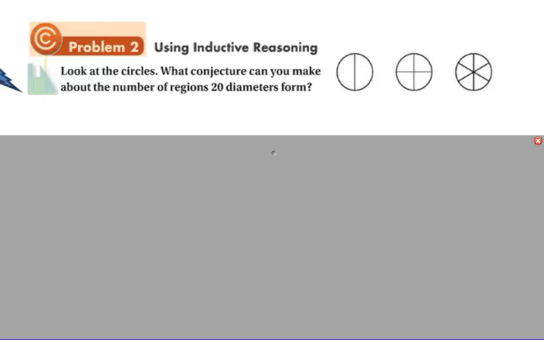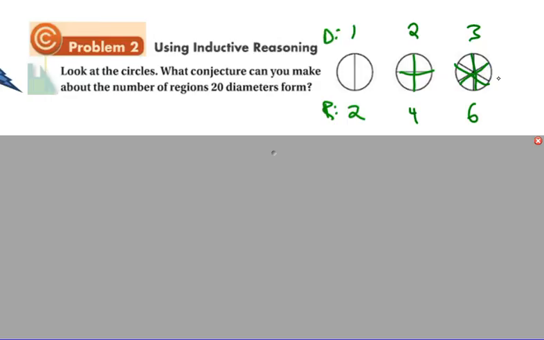So looking at problem 2, it says using inductive reasoning, look at the circles to the right. What conjecture can you make about the number of regions 20 diameters form? So I'm going to put the diameters on the top and the regions on the bottom. There's one diameter here that makes 2 regions. Now we have 2 diameters. That makes 4 regions. Now we have 1, 2, 3 diameters, and we have 1, 2, 3, 4, 5, 6 regions.